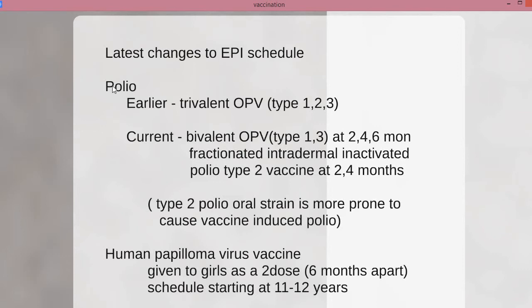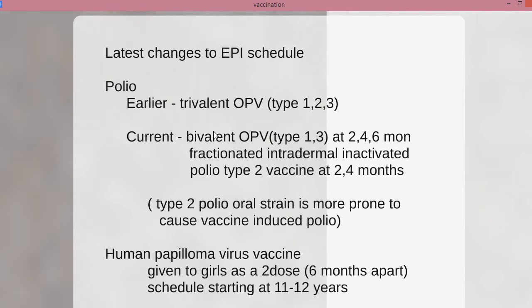The polio vaccine earlier was given as a trivalent vaccine, where trivalent means it covers all the polio types 1, 2 and 3. But currently we have a bivalent oral polio vaccine which covers only types 1 and 3, and to cover polio type 2, a fractionated intradermal inactivated vaccine is given at 2 and 4 months.